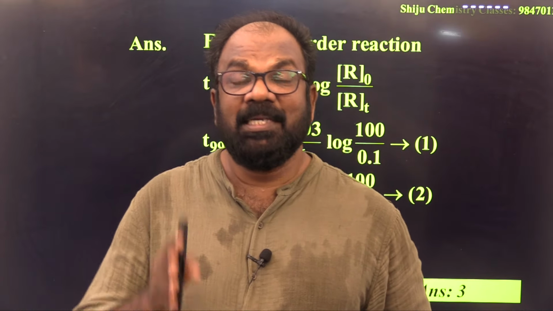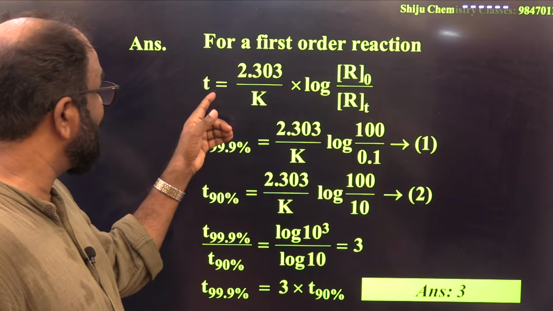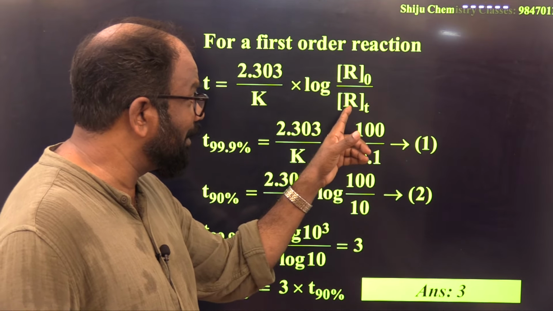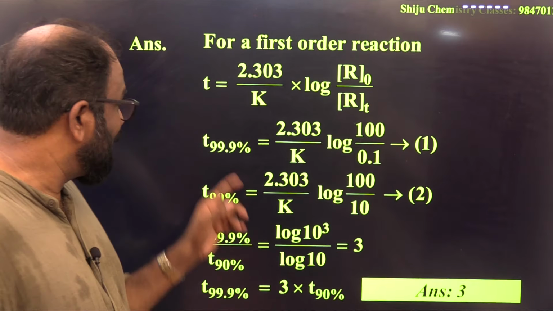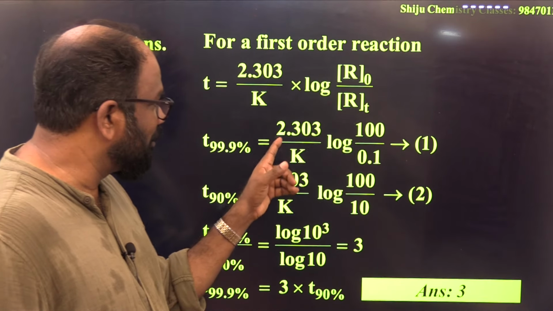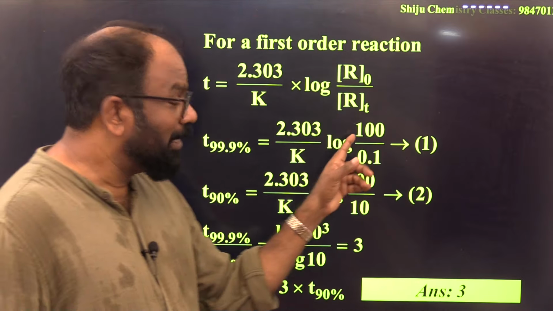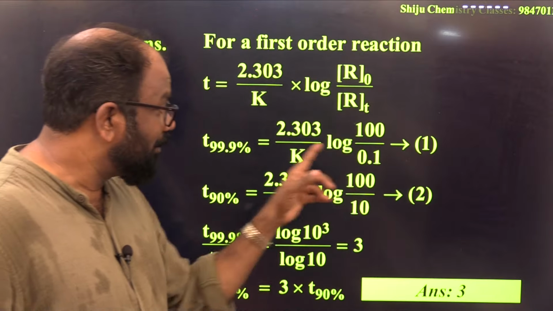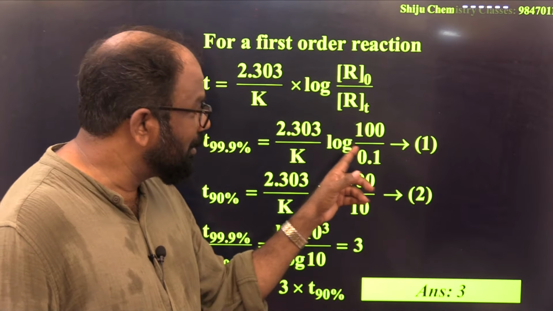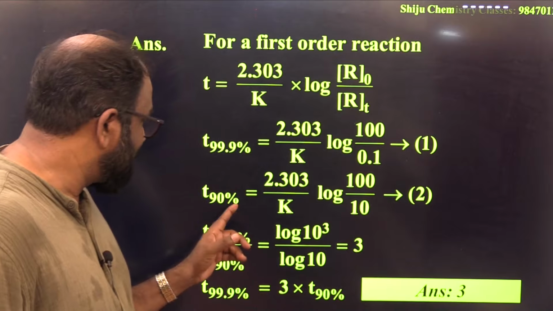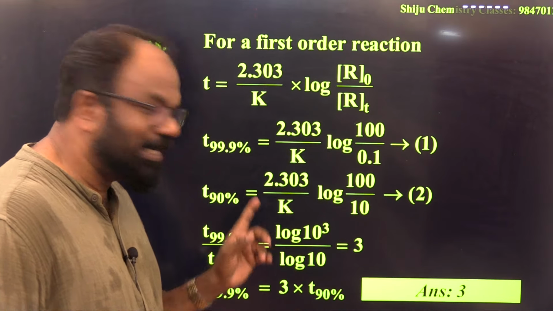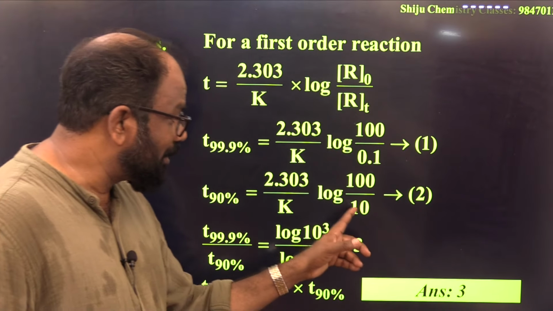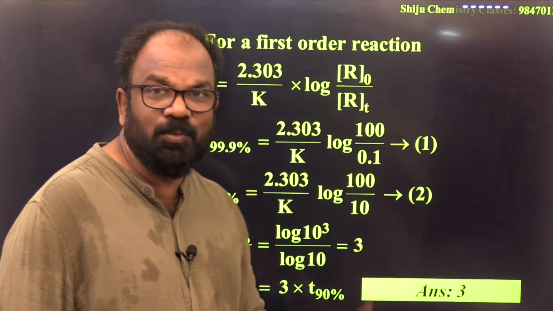Here we know for a first order reaction, the time taken for the reaction t is equal to 2.303 by K into log of initial concentration R0 divided by final concentration Rt. So t 99.9% is equal to 2.303 by K into log of initial concentration, which can be taken as 100. After completing 99.9%, the final concentration becomes 0.1. So this is equation number 1. Then t 90% is equal to 2.303 divided by K into log of initial concentration, again 100. After completing 90%, the concentration becomes 10. So this is equation number 2.